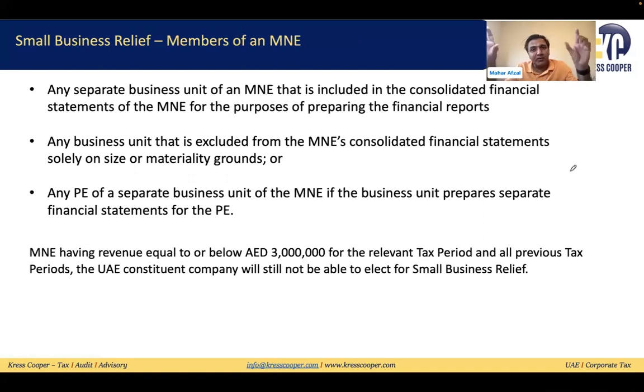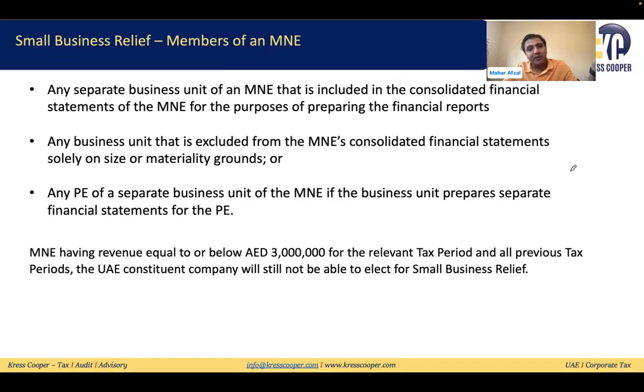These are the members of the MNE group. For the MNE group, we have discussed the group revenue. The entity is operating in more than one jurisdiction, and the group revenue is more than 3.15 billion dirham. And the local entity is liable for CBCR, country by country reporting. So these are the options by which an entity can be a part of the MNE group. First, a separate business unit of the MNE that is being consolidated with the parent, the numbers are being consolidated with the parent entity. Second, a business that is not being consolidated just based upon its size and materiality, but legally they were supposed to do this, and they are not doing this because the size is too low. That entity cannot opt for the small business relief.